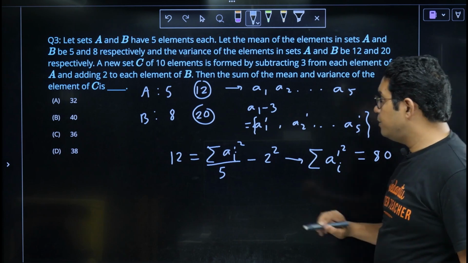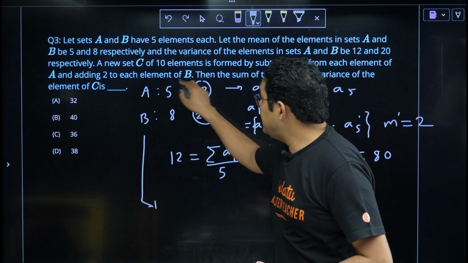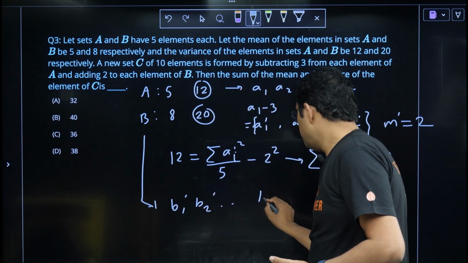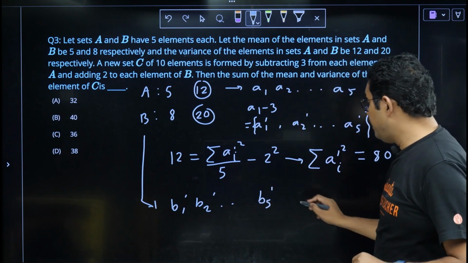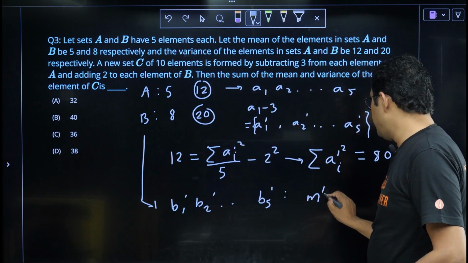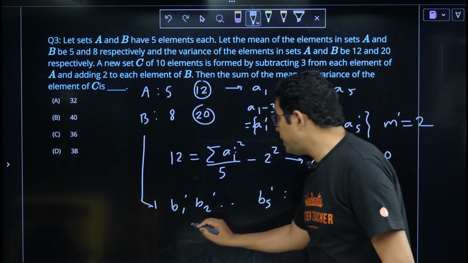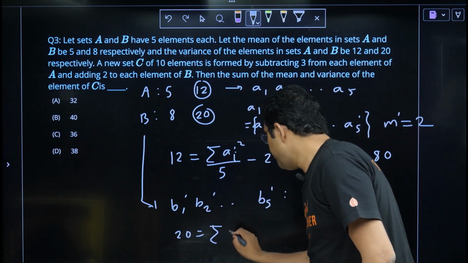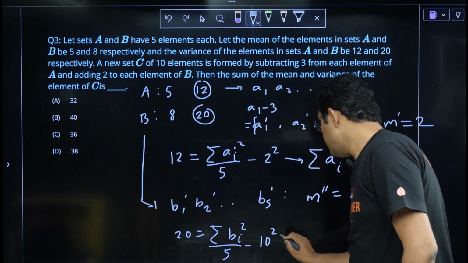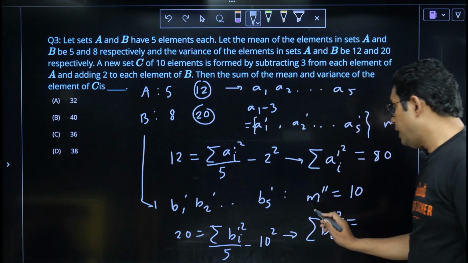Now similar to this, if we do this for B, because we have to add 2 to each element of B, I will create new data, that is B1 dash, B2 dash, and so on, B5 dash. These data will be such that 2 is added to the original B. So the new mean here, M double dash, which was 8 here, will be 10. Variance will not change by doing this. So I can say this 20 will be equal to sigma Bi dash square upon 5 minus this 10 square. From this we get sigma Bi dash square equal to 100 plus 20, 120 into 5, which is 600.